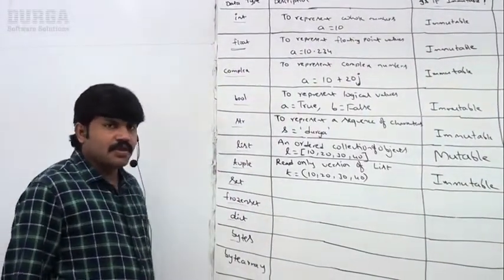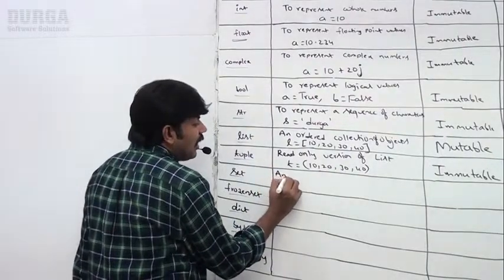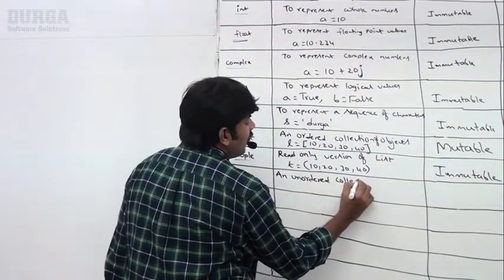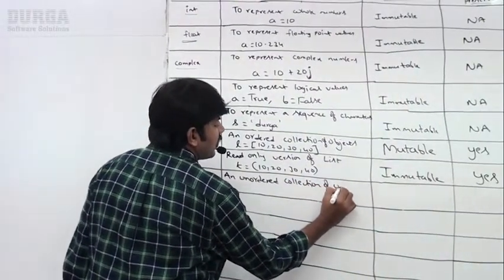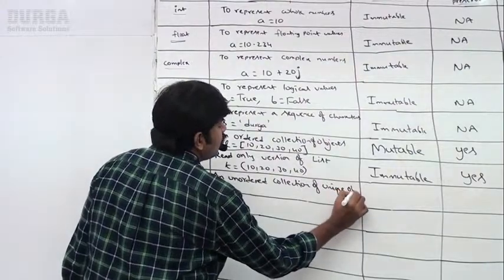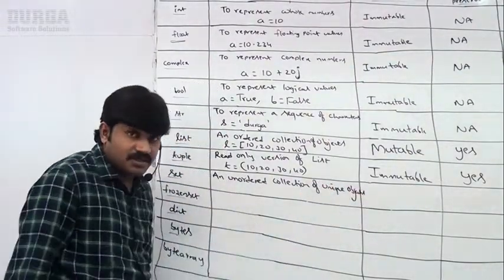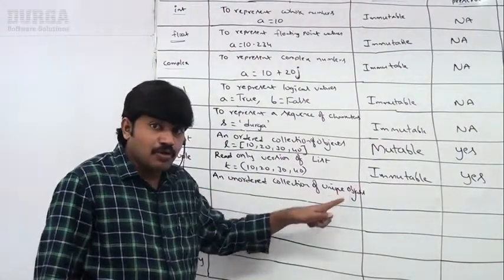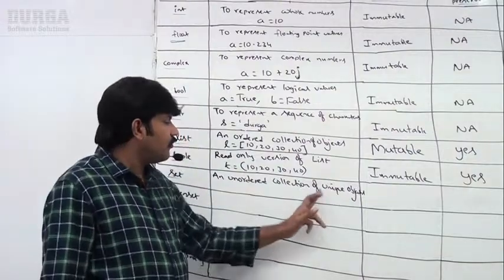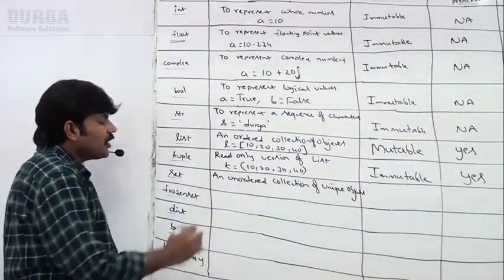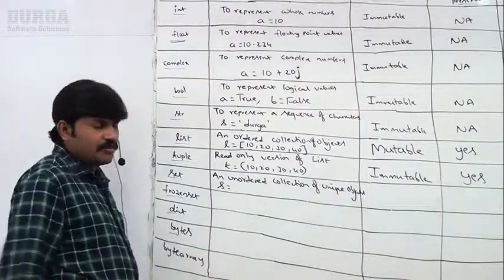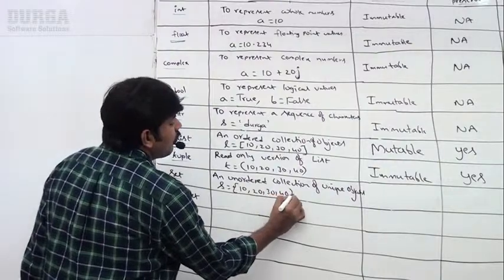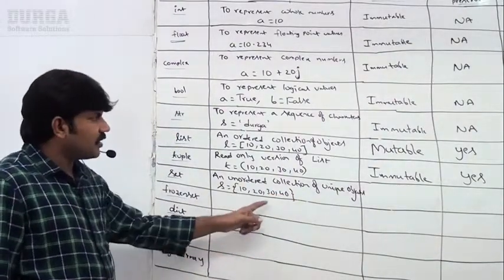Sir, what about set? An unordered collection of unique objects. Unique objects means, sir, where order is not important and duplicates are not allowed. Then we require to go for set concept. Sir, what is the example for that? S is equal to curly braces 10, 20, 30, 40, like this I'm taking.